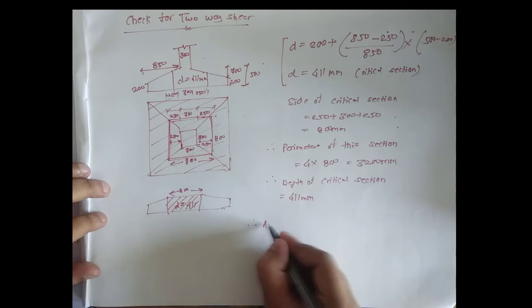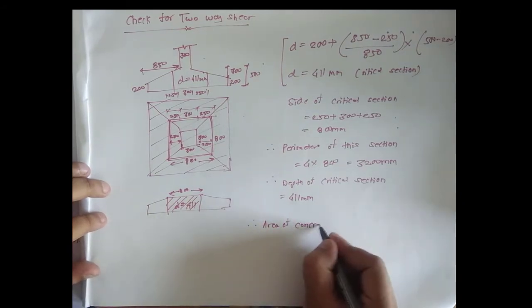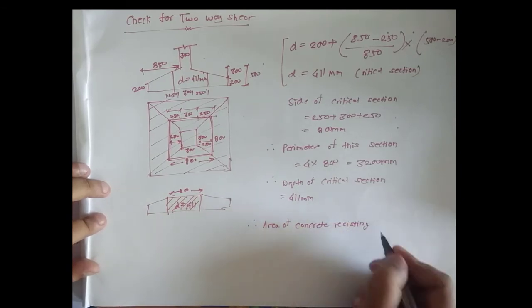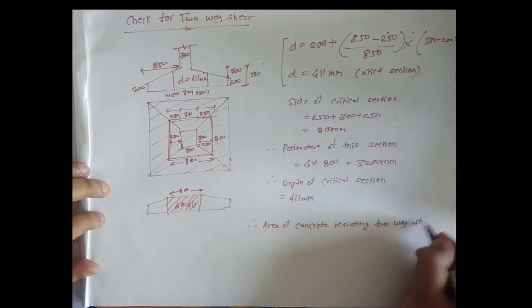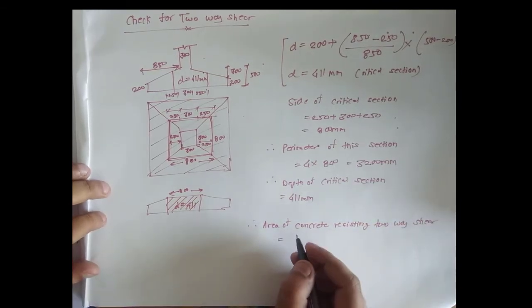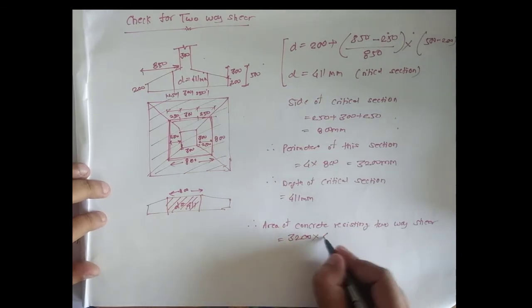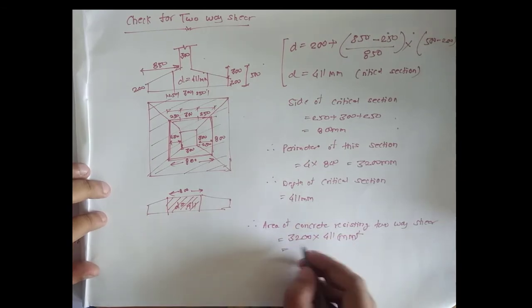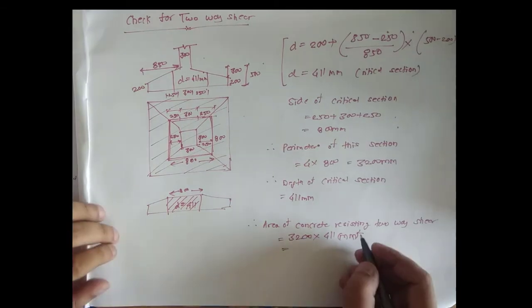So what is the area of concrete resisting two-way shear? Perimeter into the depth. So whatever the answer, it will be in mm squared.